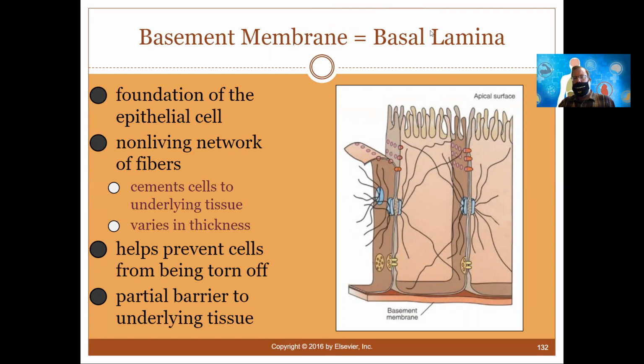Anytime you see basal, it just means basement. And that's going to kind of cement or glue typically the epithelium with the connective tissue. It says cement cells to underlying tissue. And most of the time that underlying tissue is going to be connective tissue. So when we get to the skin here shortly, we'll notice where the epidermis ends and the connective tissue of the dermis begins. We're going to notice a distinct kind of basement membrane.